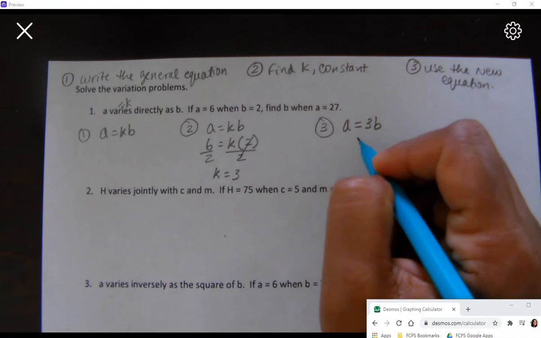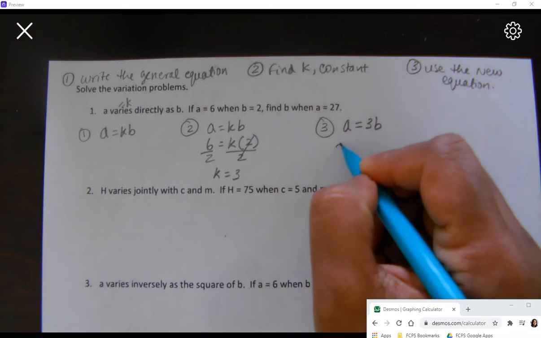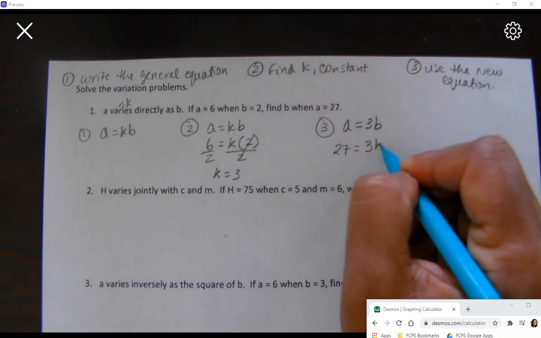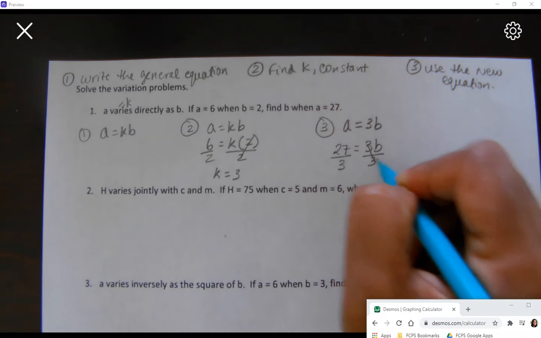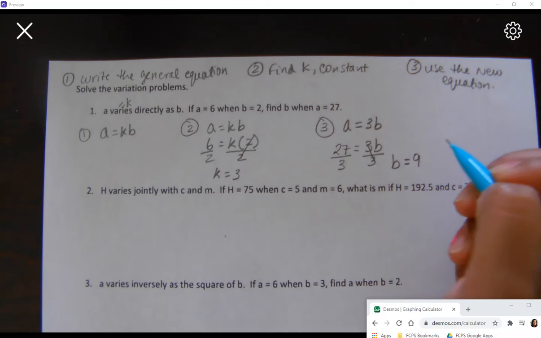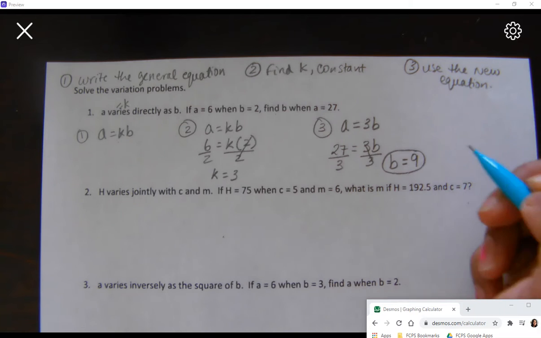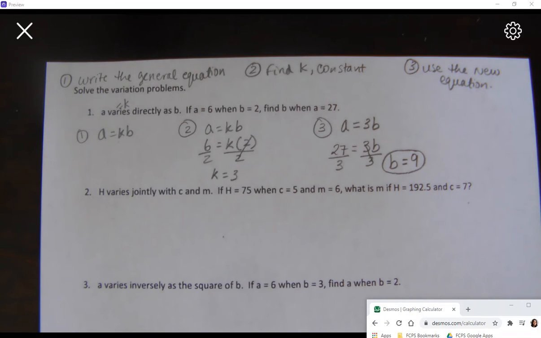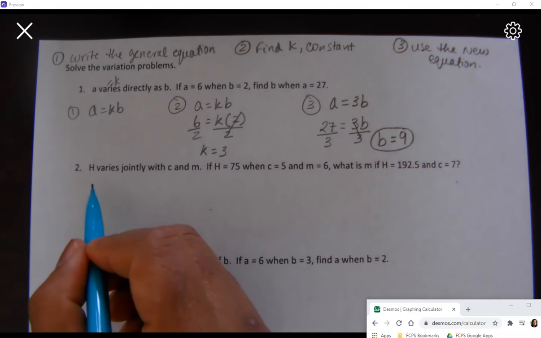Now we can find what B is by plugging in A. So you have A is equal to 27, equals 3 times B, so we can solve for B by dividing. 27 divided by 3 is 9. So there are always 3 parts to it, those 3 steps, and I listed them out for you up there.